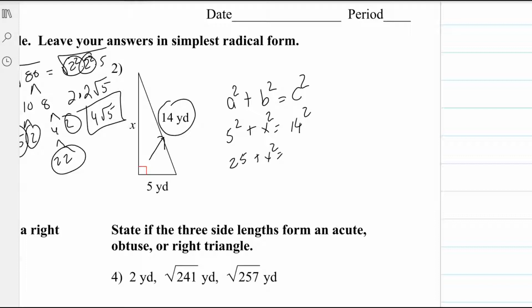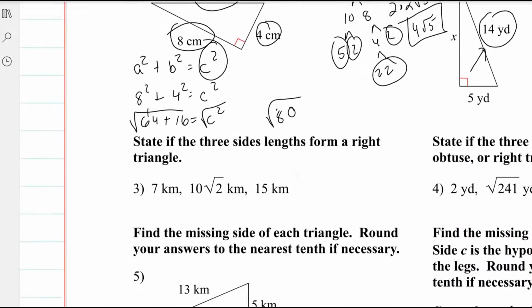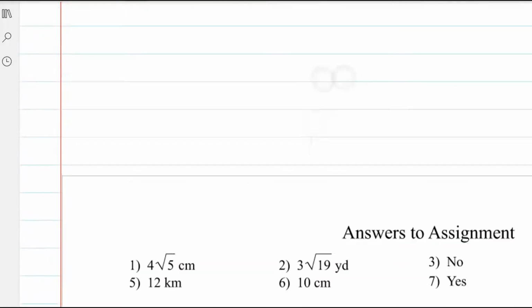I don't know, what's 114 times 14? Anyway, it's the same idea. Okay, just keep going. If you want to know the answer, number 2 was 3 radical 19.